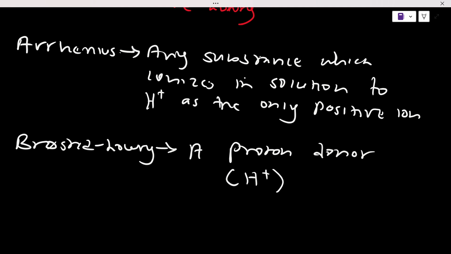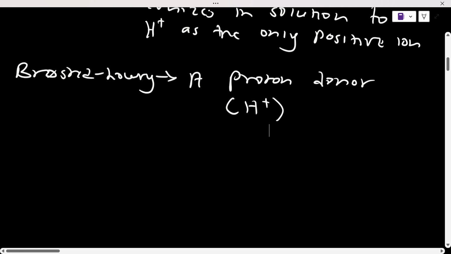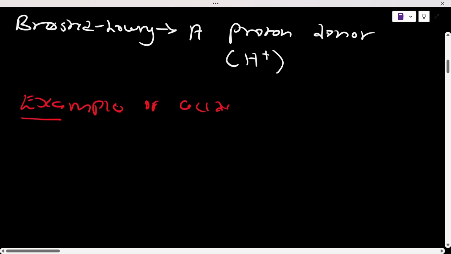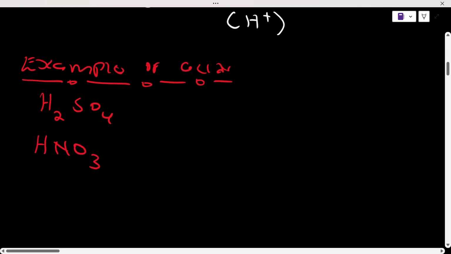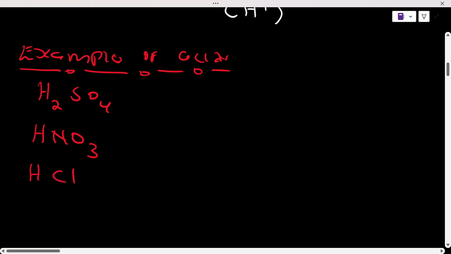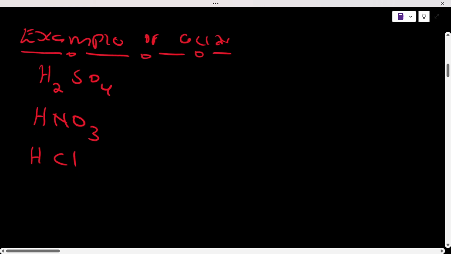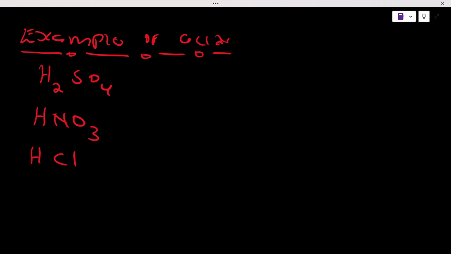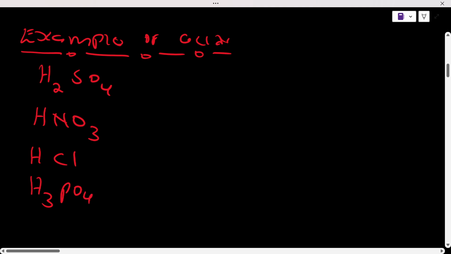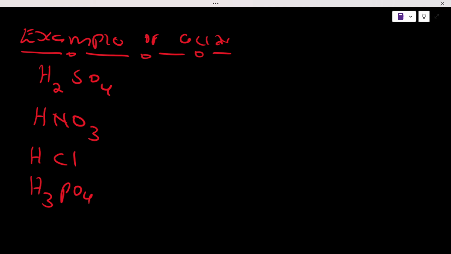Now, I want to give you examples of acids. The most basic acids that we've always encountered in the lab: the first one is sulfuric acid, the second one is nitric acid, the third one is HCl, which is hydrochloric acid. You can even talk about phosphoric acid, also an example. There are other organic acids that are not handled here; I will handle them when I talk about organic chemistry.